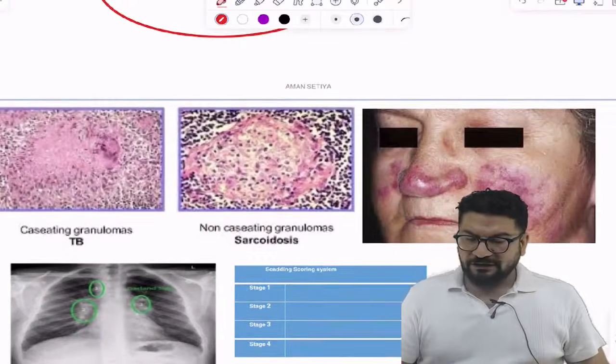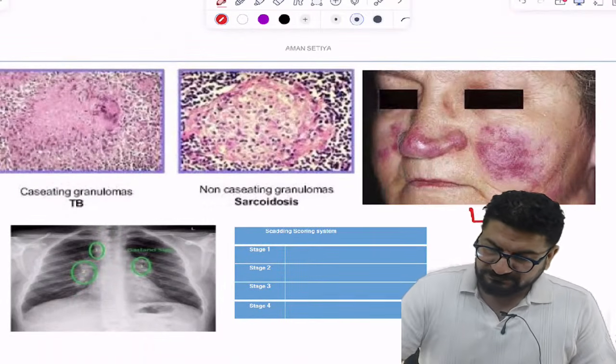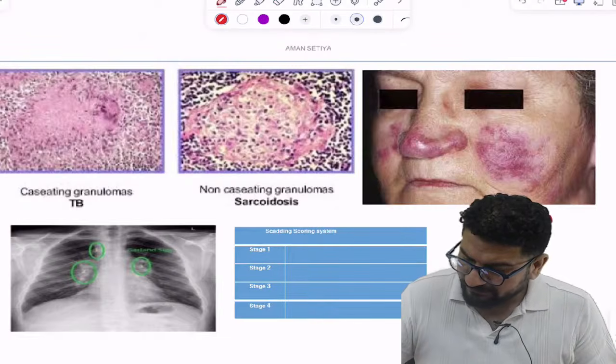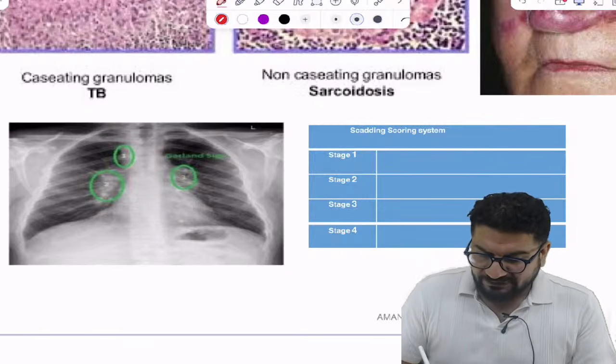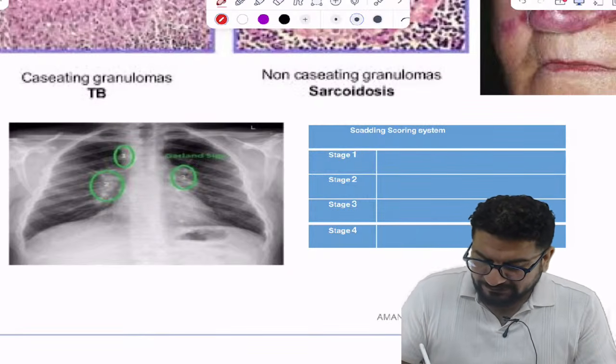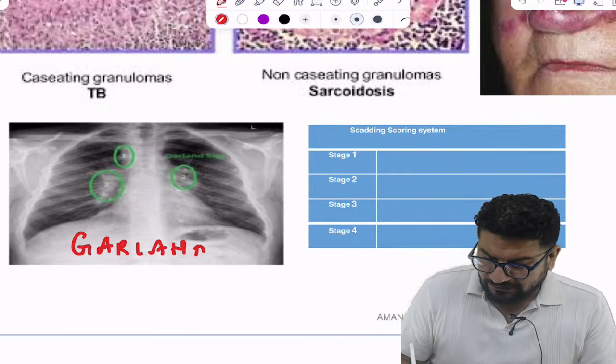So this is your caseating granuloma. This is a rash called lupus pernio. We call this lupus pernio. And here you can see this is Garland sign or 1, 2, 3 sign. This is your Garland or 1, 2, 3 sign.